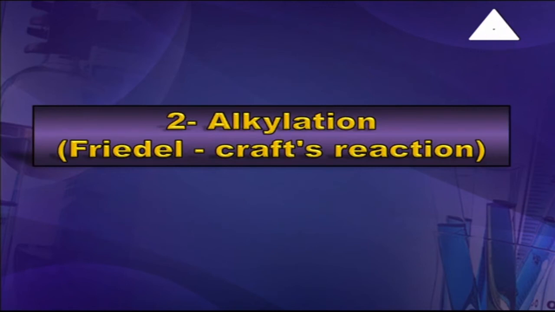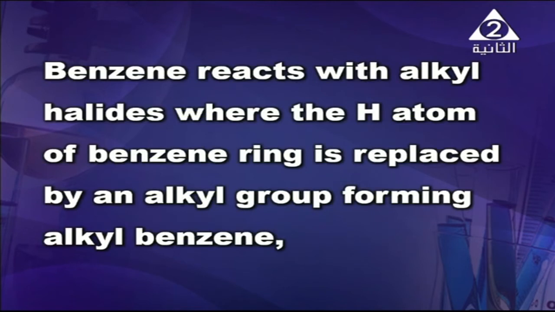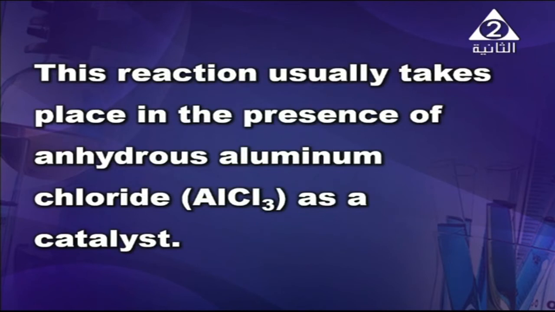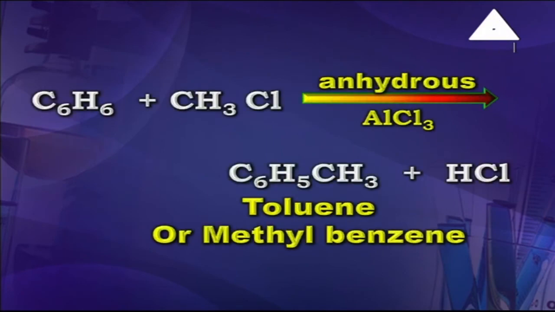Now, the second type of substitution, which is the alkylation reaction, called the Friedel-Crafts reaction. Benzene reacts with alkyl halides where the hydrogen atom of the benzene ring is replaced by an alkyl group, forming alkylbenzene. This reaction usually takes place in the presence of anhydrous aluminum chloride AlCl3 as catalyst. As the equation proceeds on the screen, C6H6 plus CH3Cl with anhydrous aluminum chloride gives C6H5CH3 plus HCl, which is toluene or methylbenzene.